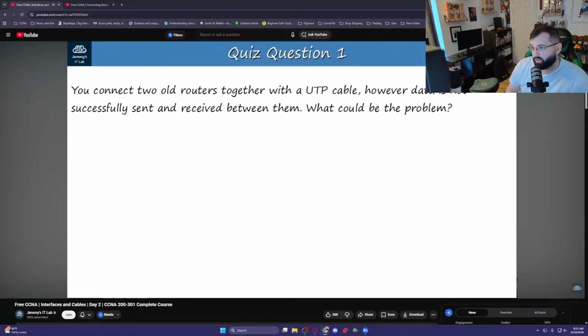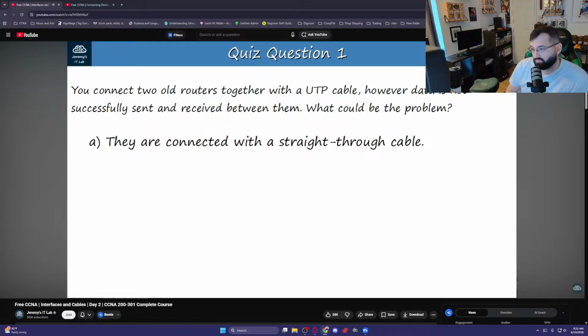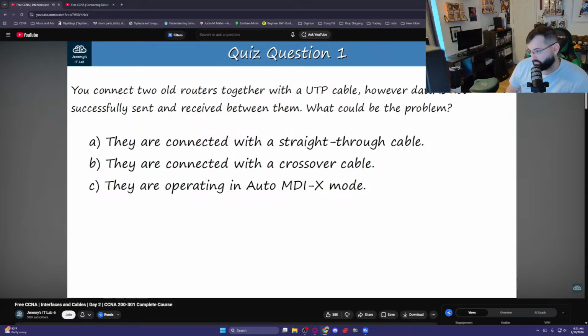Quiz question 1. You connect two old routers together with a UTP cable. However, data is not successfully sent and received between them. What could be the problem? A. They are connected with a straight-through cable. B. They are connected with a crossover cable. Or C. They are operating in auto MDIX mode. Pause the video to think about your answer.